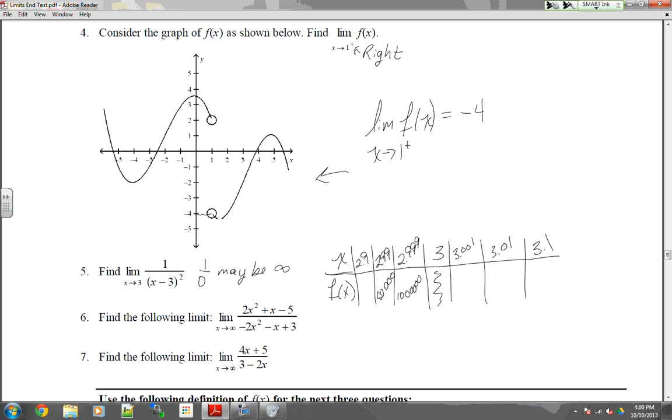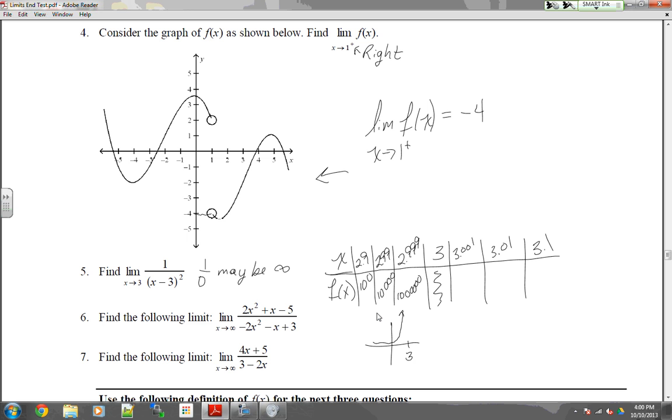So what this looks like it's doing from the left side when we get to x equals 3, I'm just going to arbitrarily draw it right there. It looks like it is coming to 3 and then going up to positive infinity. So the limit from this side we're going to call positive infinity.